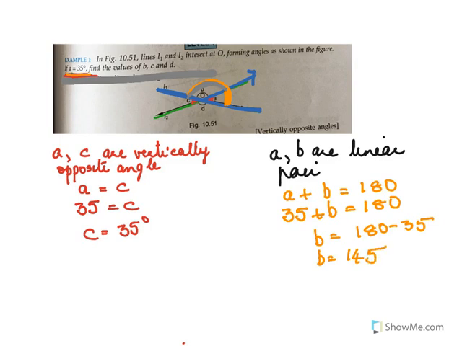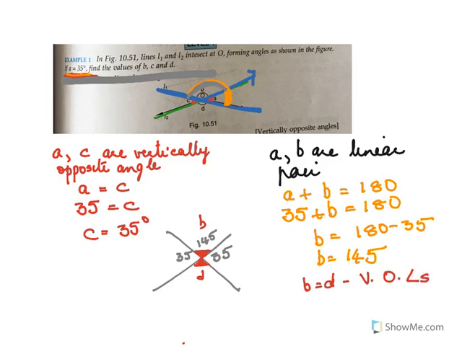I'll draw the figure again here. So I have this. I had B, which was 145. I had A, which is 35. I had C, which is 35. Now here let me mark my vertically opposite angles. This was B, and now this will be both equal, and that is D. So I can say B equals D because they are vertically opposite angles. So D is also 145.